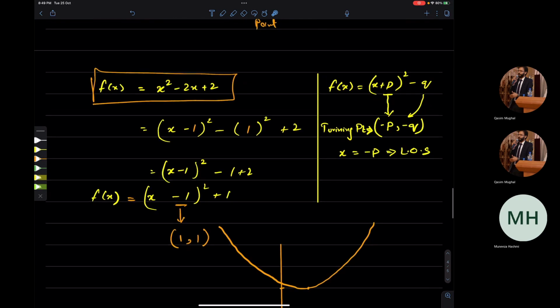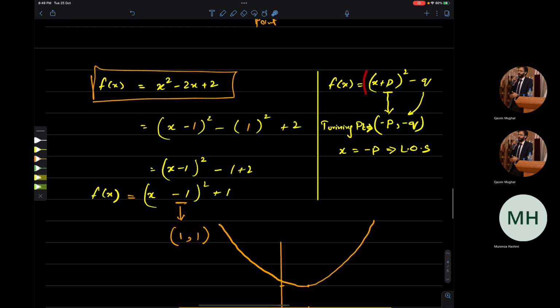And if you're doing something like this, by completing the square, where the equation is not factorizable, so (x + p) whole squared minus q, then it gives you direct information about the turning point, which is negative p. Change the sign of this one and copy this down as it is, and you will have your turning point. And from here, you will have the line of symmetry as well. Clear? Yes, sir. Alright, so this was all about it.